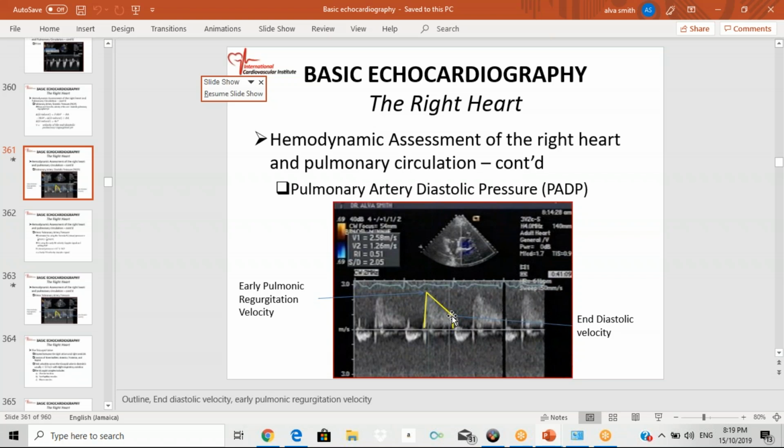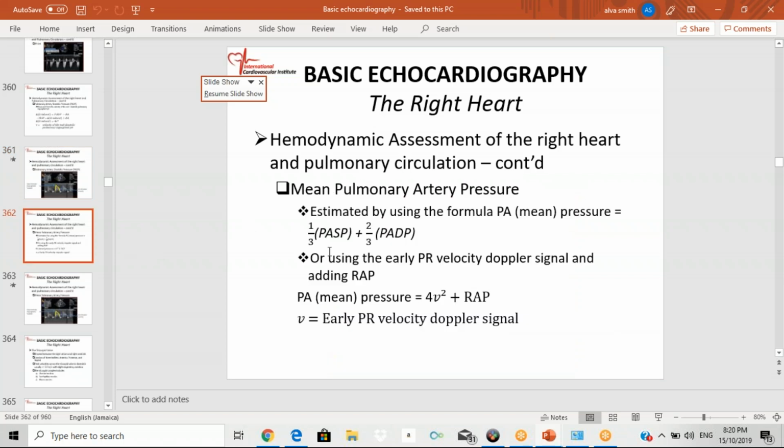We're going to square it, we'll multiply it by 4, and that's the gradient here. Like the same way we rearrange the equation, in order to get the pulmonary artery end diastolic pressure. All right, let me just develop that concept with you. Now let's go back.